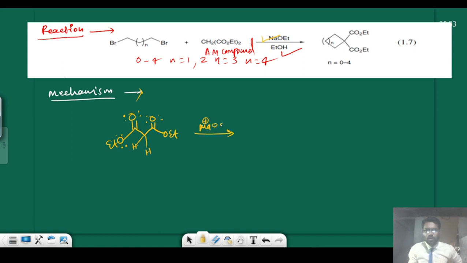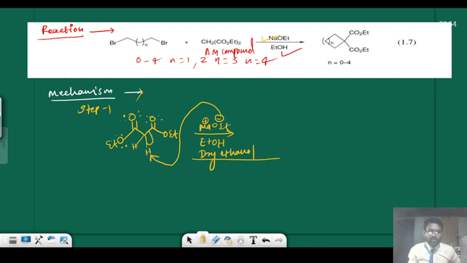Na plus OEt minus, what is the solvent? Ethanol, EtOH. So we will basically use this sodium ethoxide in the presence of dry ethanol. In the first step, what will happen? Step number 1. This sodium ethoxide will abstract a proton and there is a formation of enolate anion.